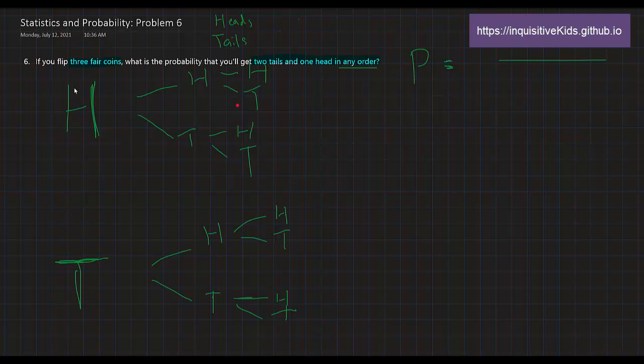So for the first one, we have HHH or HHT, so that's already 2. Then we have HTH, 3, HTT, 4. So from this whole thing right here, we have 4. For T, we have THH, 1, THT, 2, TTH, and TTT. We also have 4. Now we're going to add these 4s together, and after we add these 4s, we know that there are 8 whole possibilities. So that's going to be our denominator, because 4 plus 4 is equal to 8. And there's 8 total possibilities.